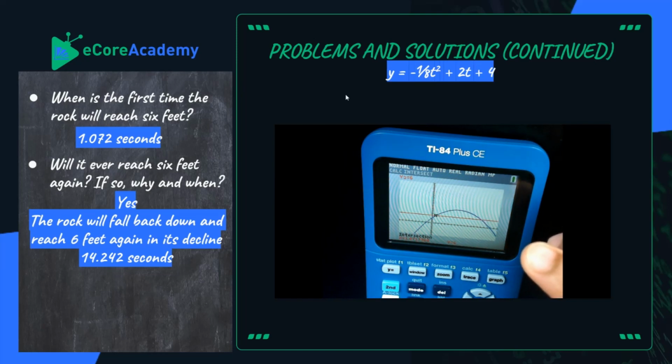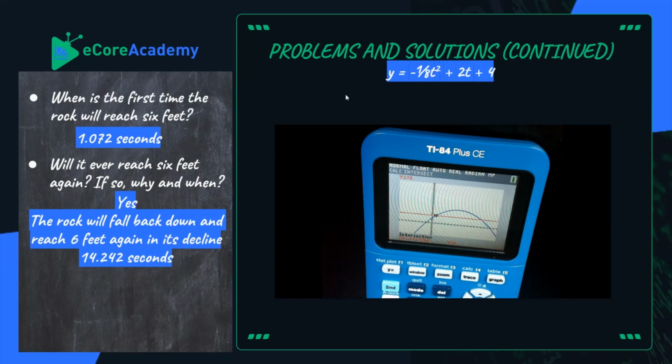If so, why and when? So let's answer the first question, why. The rock will fall back down and reach 6 feet again in its decline. So after it hits that peak, the rock has to come back down. And we've already said that the maximum height of the rock is 12 feet. So if it has to come from 12 feet up in the air back to the ground, which is 0 feet, it's going to pass 6 feet. Therefore, the rock will fall back down to 6 feet in its descent.